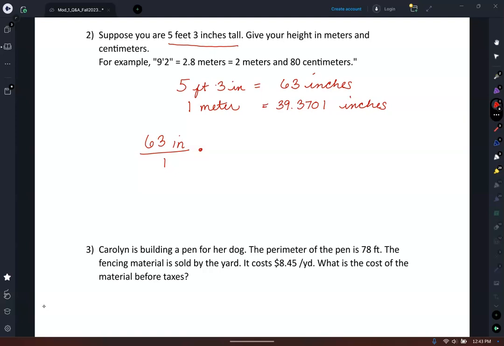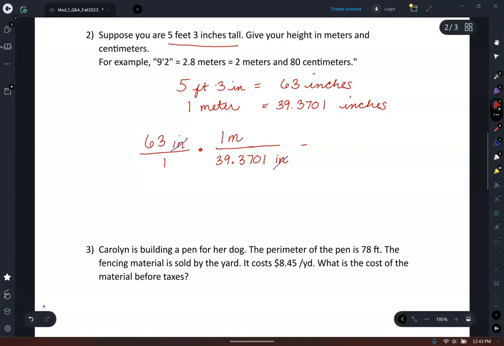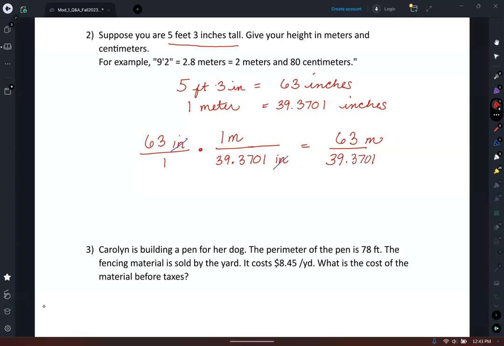So if you don't have something on a chart or know it off the top of your head like this one, you can just look up what the conversion factor is. So 1 meter, that's what I'm trying to get to, so that'll go on top. And then 39.3701 inches goes in the denominator, because I do want to make sure that these will cancel out. Then I go ahead and just multiply across the top, 63 times 1 meter. And on the bottom, I have the 39.3701.